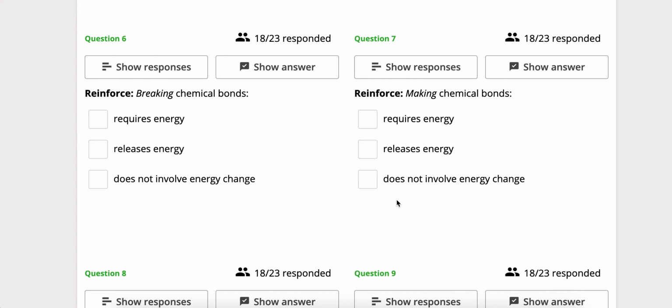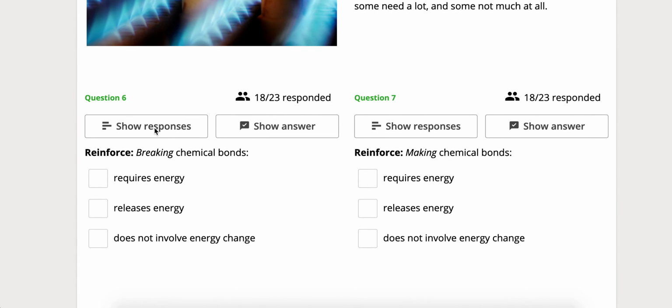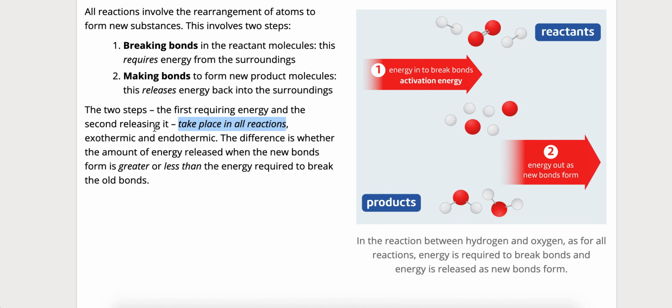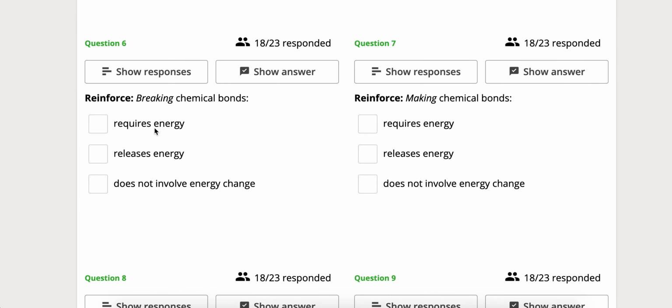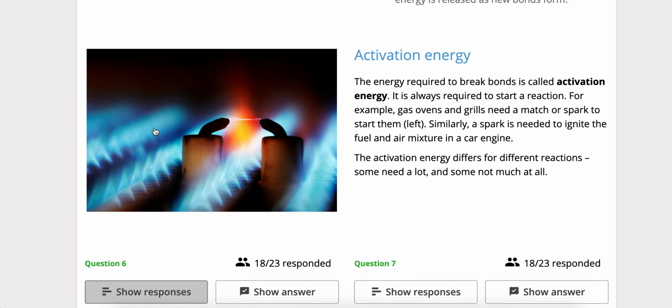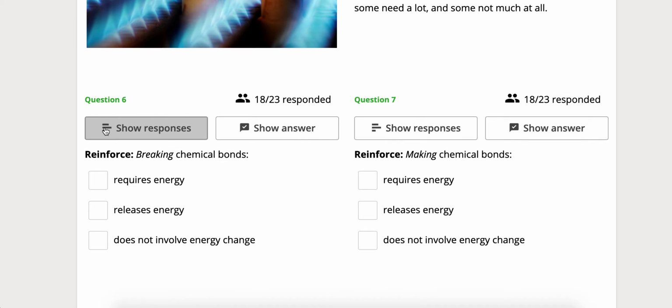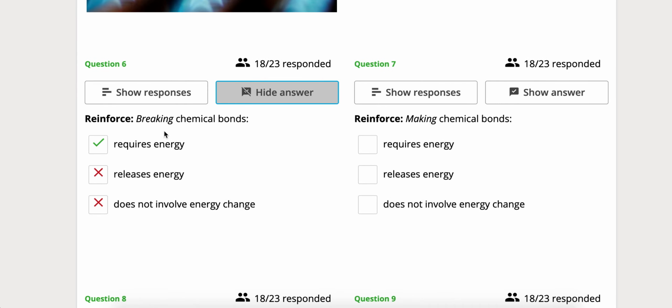With question 6, breaking chemical bonds, A, require energy, B, release energy, or C, does not involve an energy change. So, with what we learnt between these two paragraphs here, what we know now is that the process of breaking chemical bonds, so if we look over here, just this line here, breaking chemical bonds in the reactant molecules requires energy from the surroundings. And the only option that supports that is this top one here. So breaking chemical bonds requires energy.